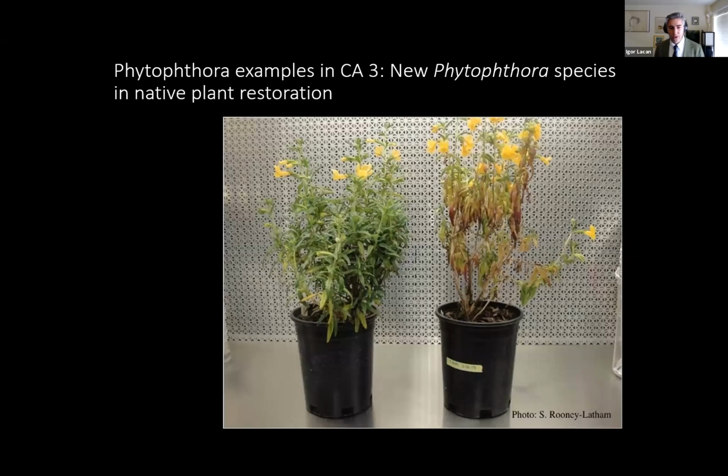Because about 10 years ago, maybe a little less than 10 years ago, this is what we started seeing. We started seeing these native plants, this is a sticky monkey flower, that were failing. They were kind of dying. And when they were tested, they found a whole bunch of new species of Phytophthora in those plants. And people said, wait, what happened here? And in fact, what happened was actually fairly easy to figure out.